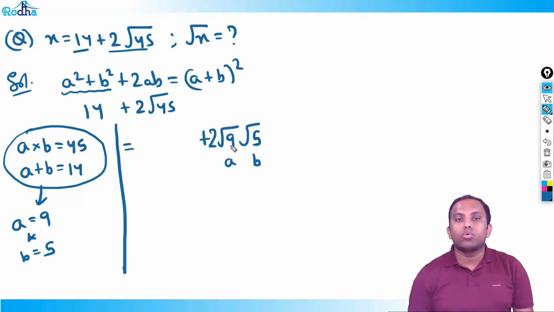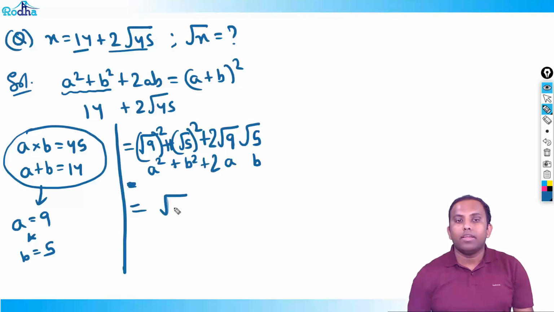Twice of it is 2 root a into b. This is root 9, right? So a is root 9. So a square is root 9 square, b square is root 5 square. Correct. What it becomes? Root 9 square plus root 5 square plus 2 root 9 into root 5. A square plus b square plus 2ab is a plus b whole square. That means it is root 9 plus root 5 whole square.